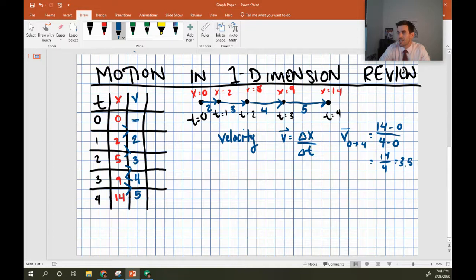If I wanted to instead get an even better approximation for its speed at a particular moment, I could do something like, let's find out how fast it was going between seconds 2 and 3. Between seconds 2 and 3, it was at position 9 at 3, minus 5 at 2, and then 3 minus 2 for our times, which gives us 4 over 1 for a velocity of 4. And we're going to say, okay, well, that feels good. That's what the table says.